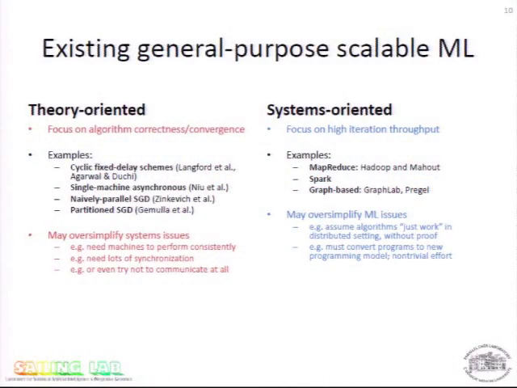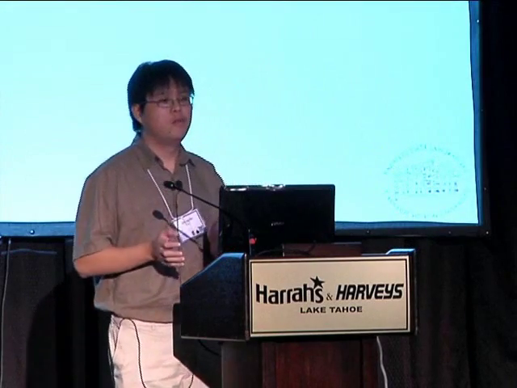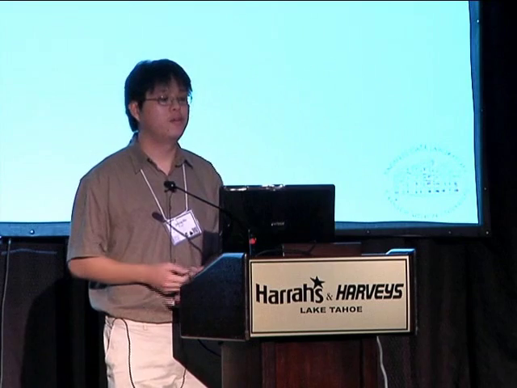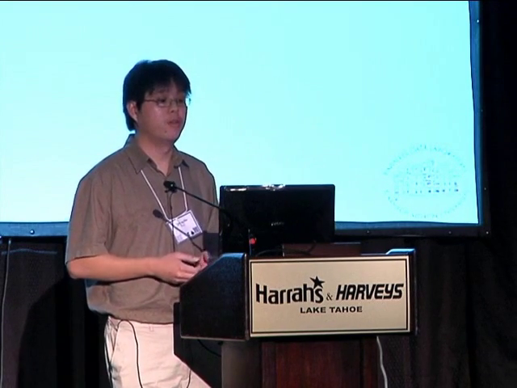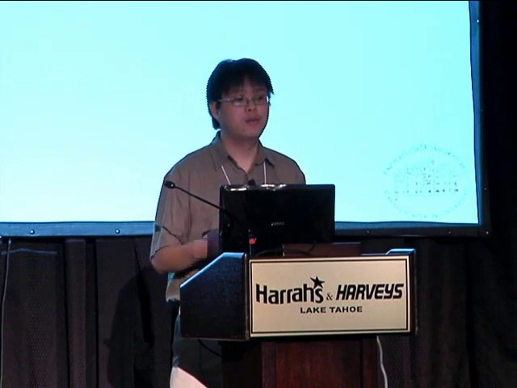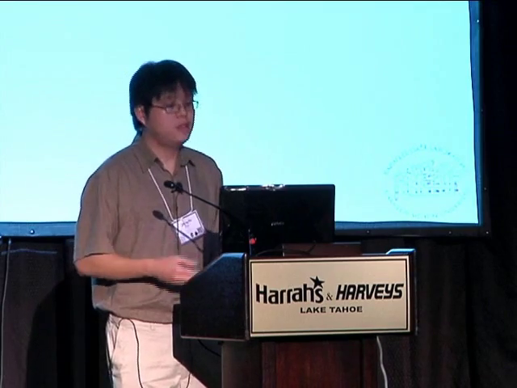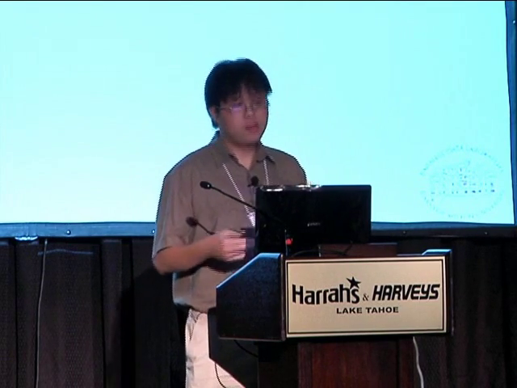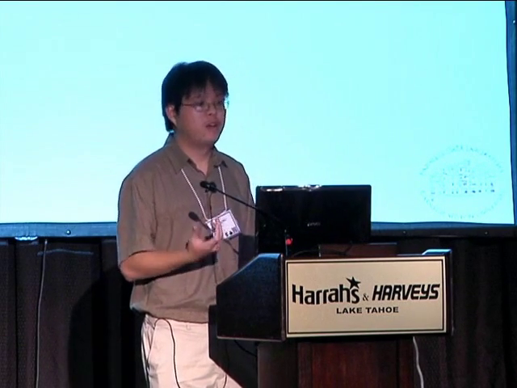So there's a lot of literature on general-purpose distributed scalable ML, roughly divided into more theory-oriented work and more systems-oriented work. On the theory side, we focus more on algorithm correctness and convergence. On the systems side, it's more about maintaining that high iteration throughput by taking care of systems issues. On the theory side, there is sometimes a tendency to oversimplify systems issues. We might assume that the machines all perform consistently and equally, or we might need a lot of synchronization. In some cases, there are methods that just assume let's try not to communicate at all. But there really is a middle ground that we want to exploit.